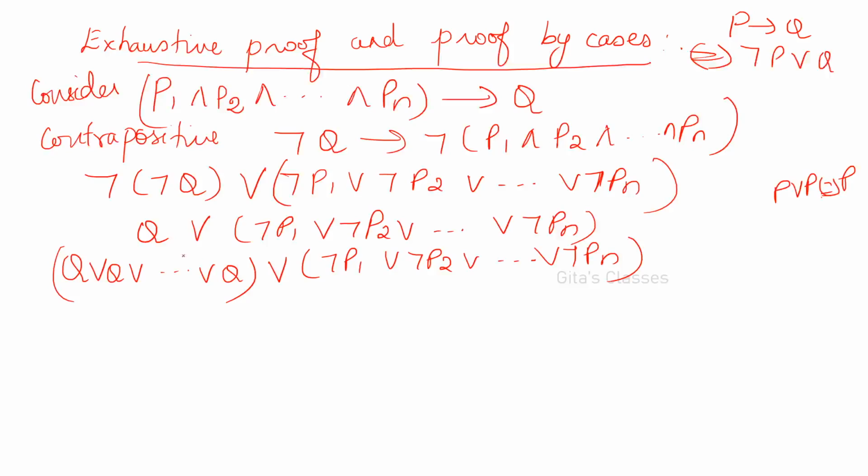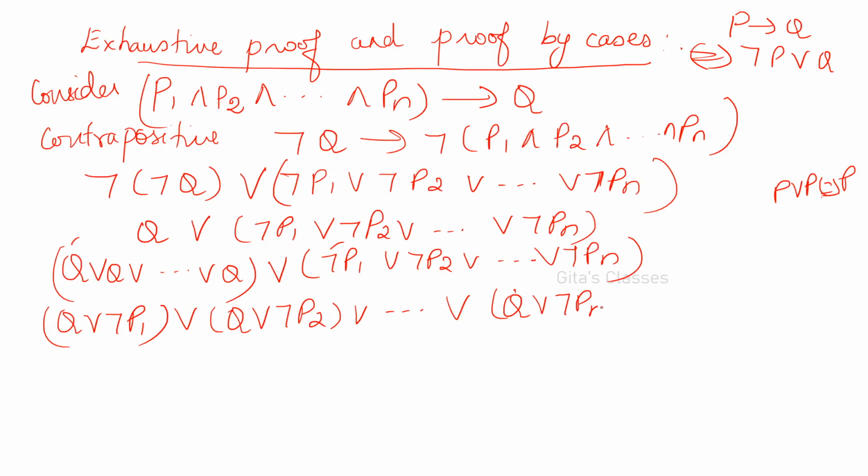So now you can combine. All the connectives are OR connectives only, so we can use the associative law and rearrange them. First I am going to join Q and not P1, Q and not P2, and so on. These n Qs I have introduced. So Q or not P1, or Q or not P2, or so on, or Q or not Pn. So it is enough now.